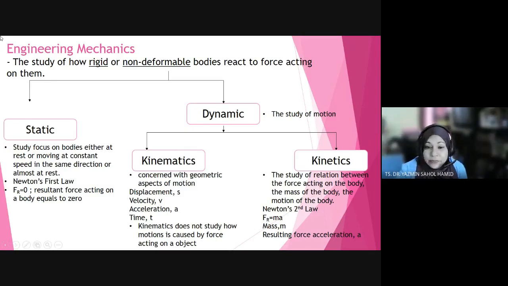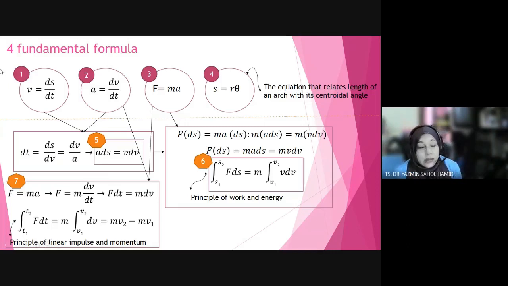Okay. Oops, sorry. Next slide. Okay, now for your information, we have a number of basic kinematic equations that you need to know. The basic kinematic equations are the top four that you see on the screen. Can you see the top four on the screen?